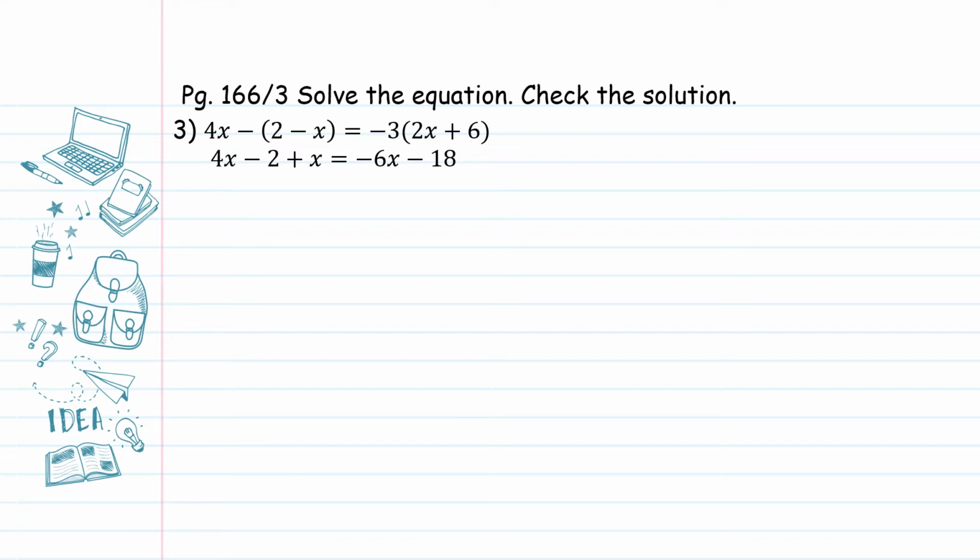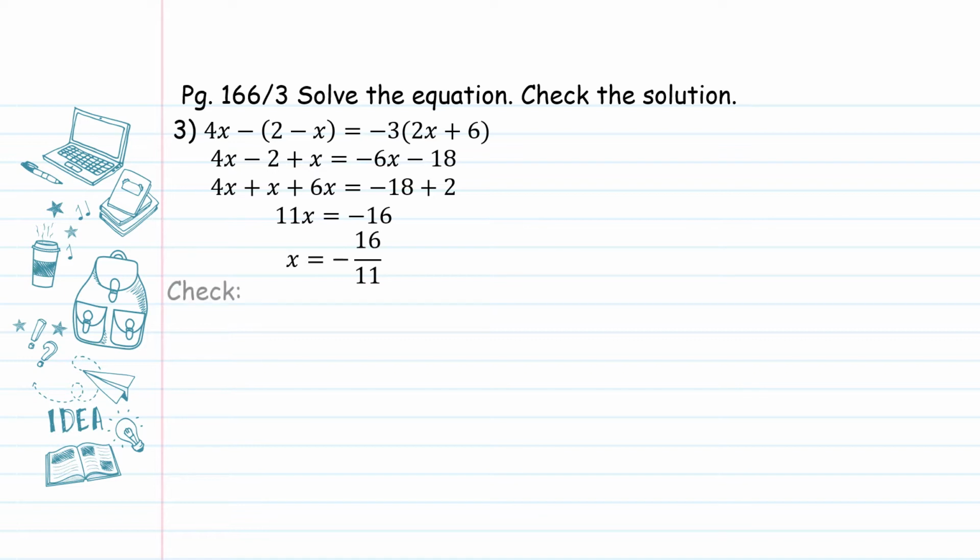Next, we're going to want to get all our x's on one side and all our whole numbers on the other side. So we're going to add 6x to both sides, and we're going to add 2 to both sides. This gives us 4x plus 6x is equal to negative 18 plus 2. Now we're just going to add everything together. So we're going to get 11x is equal to negative 16. And we can divide both sides by 11 to get x is equal to negative 16 over 11.